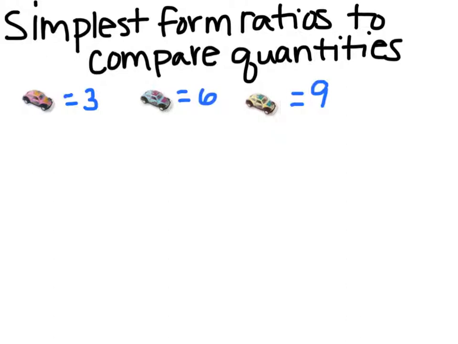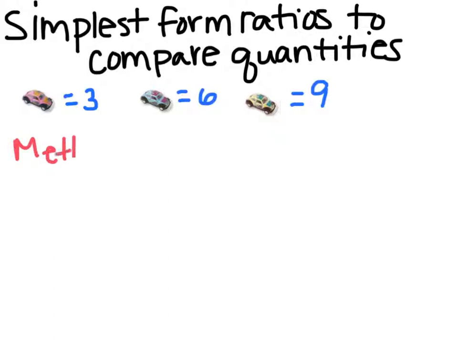At a toy shop, Bernice bought 3 pink toy cars, 6 blue toy cars, and 9 yellow toy cars. What is the ratio of the number of pink toy cars to the number of blue toy cars to the number of yellow toy cars that Bernice bought? There are 2 different ways that we can solve this problem.